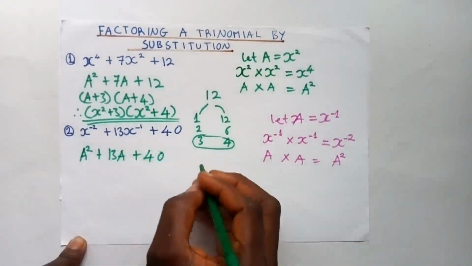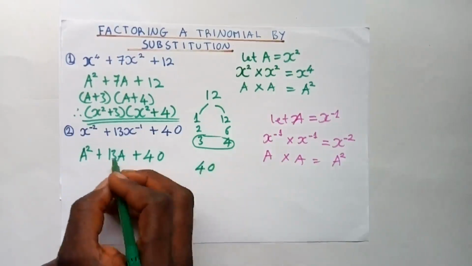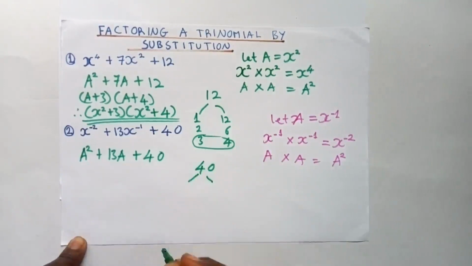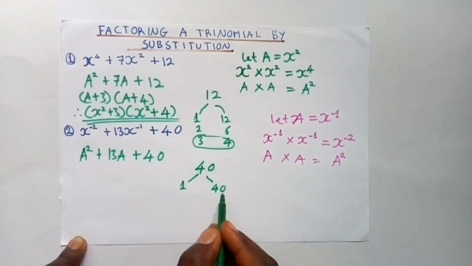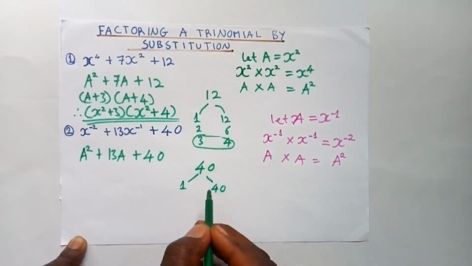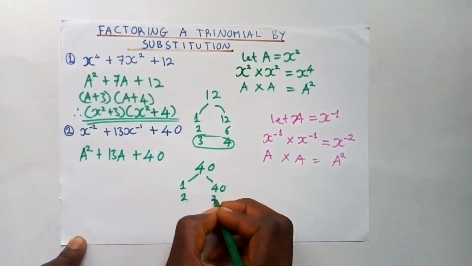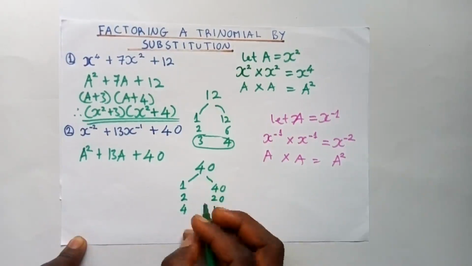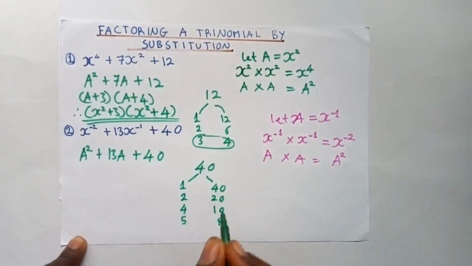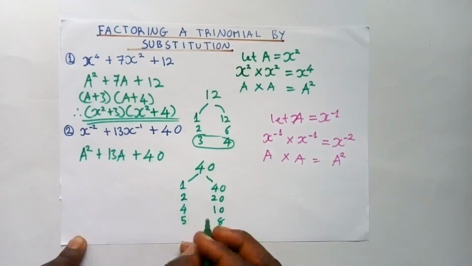We are looking for two numbers that multiply to 40 and add to 13. So 40 multiplied by 1 gives us 40, and 40 plus 1 gives us 41, not 13. So 40 divided by 2 is 20. 40 divided by 4 is 10. 40 divided by 5 is 8. 5 multiplied by 8 gives us 40, and 5 plus 8 gives us 13. So these are the two factors we are looking for.